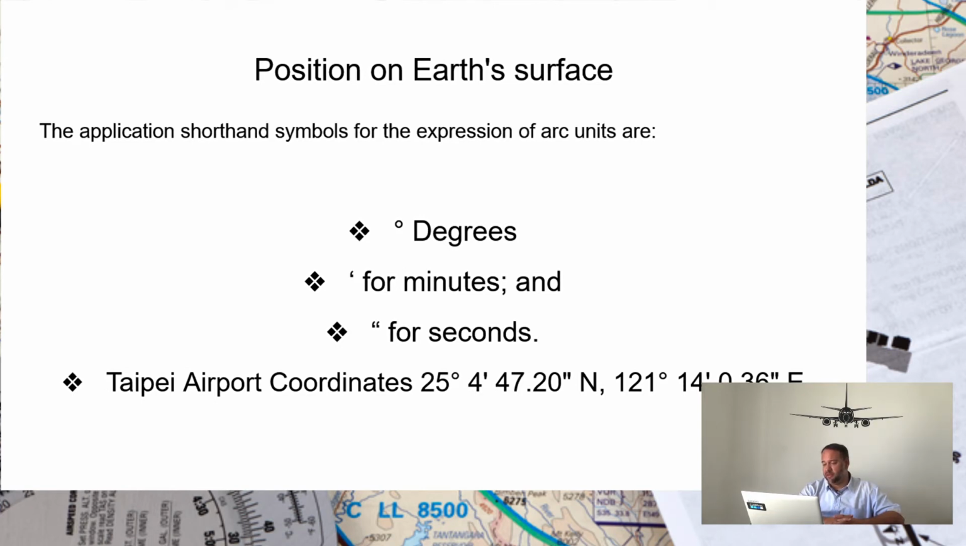It's 25 degrees north, 4 minutes, 47.20 seconds. And the longitude is 121 degrees, 40 minutes, and 0.36 seconds east. All right.